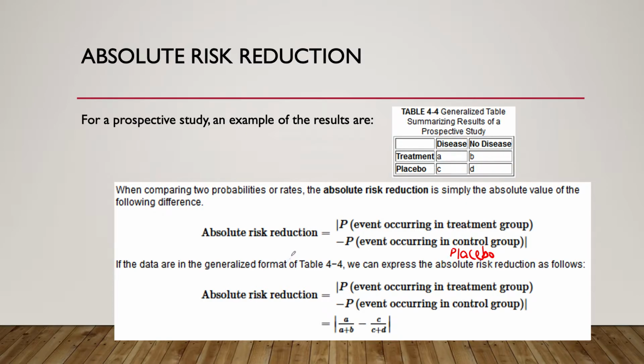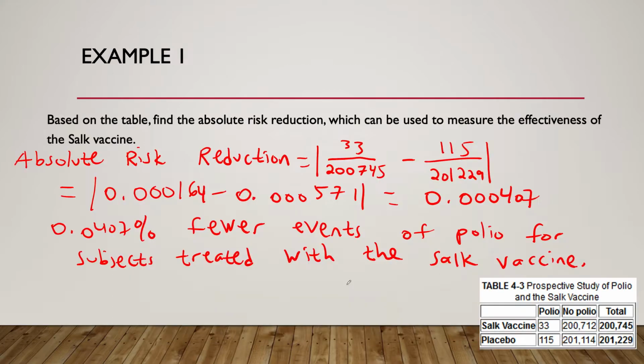If the data are in the generalized format, such as this, we can rewrite this as the absolute value of A divided by A plus B minus C divided by C plus D. Then, as an example of this, based upon the table that we have here, we need to find the absolute risk reduction, which can be used to measure the effectiveness of the Salk vaccine, which was used as a treatment for polio.